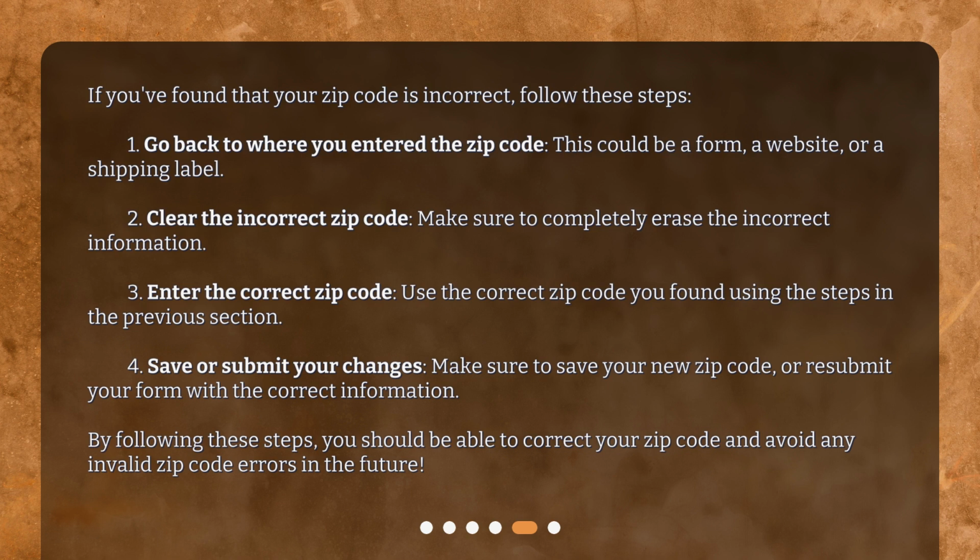3. Enter the correct zip code. Use the correct zip code you found using the steps in the previous section. 4. Save or submit your changes. Make sure to save your new zip code, or resubmit your form with the correct information. By following these steps, you should be able to correct your zip code and avoid any invalid zip code errors in the future.